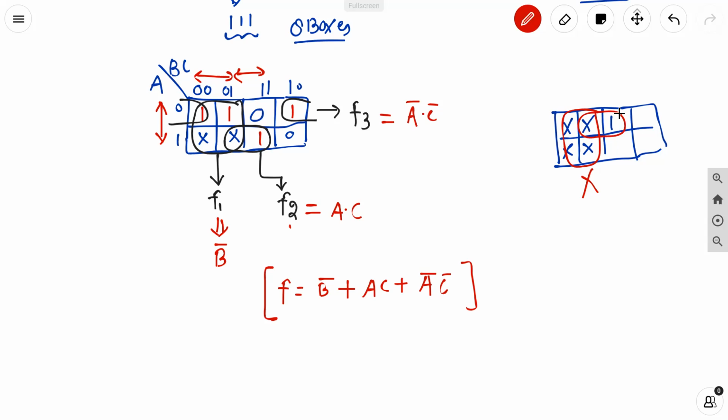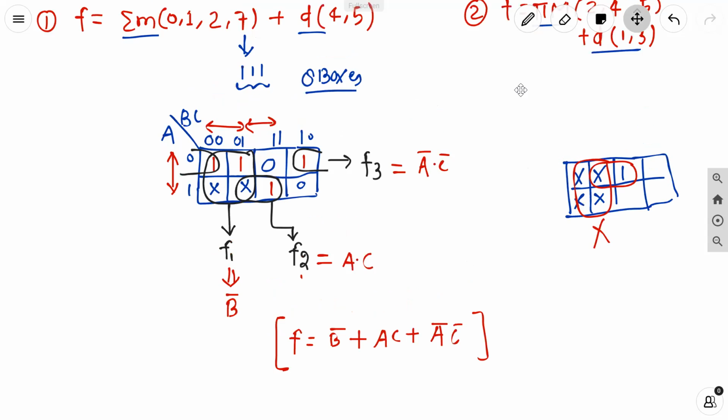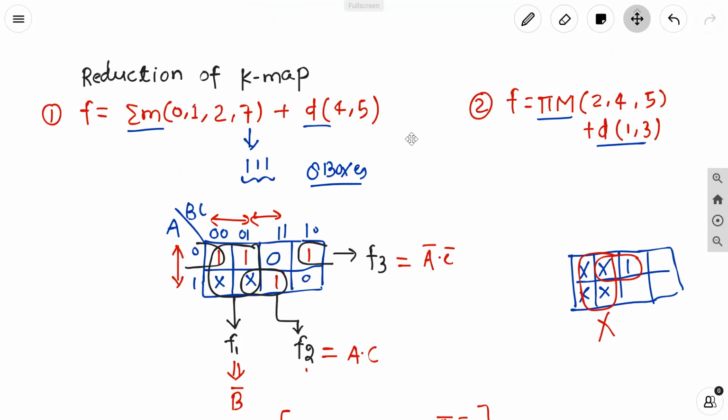So try to understand what I am saying. You have to involve all the ones. You cannot leave this one. We have to involve all the ones, and once all the ones are involved, along with the ones we can involve don't cares. The next example I will take for POS, where I will involve these don't cares with zeros. So this is enough for this particular example, where I solved with min terms available with don't cares. This is enough for this video. Thank you.